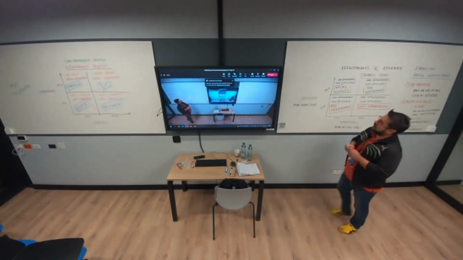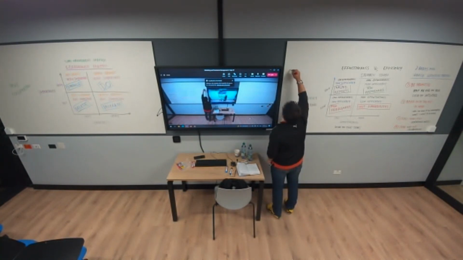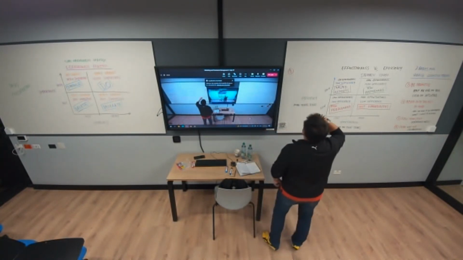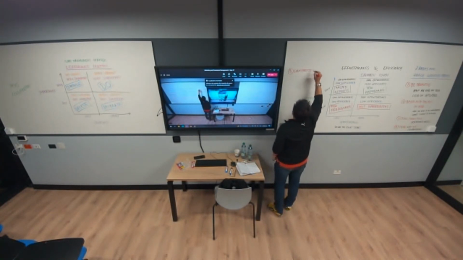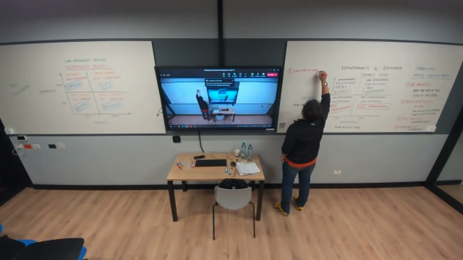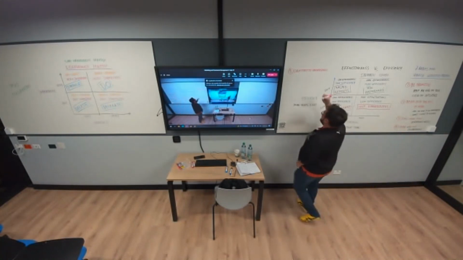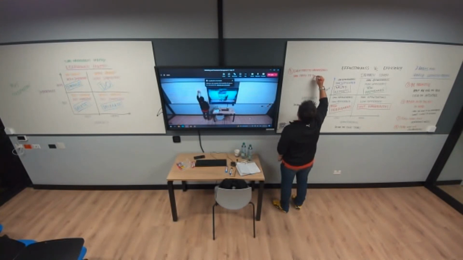Okay, the fifth one. The fifth habit that Covey mentions is going to be seek first to understand, and then to be understood.